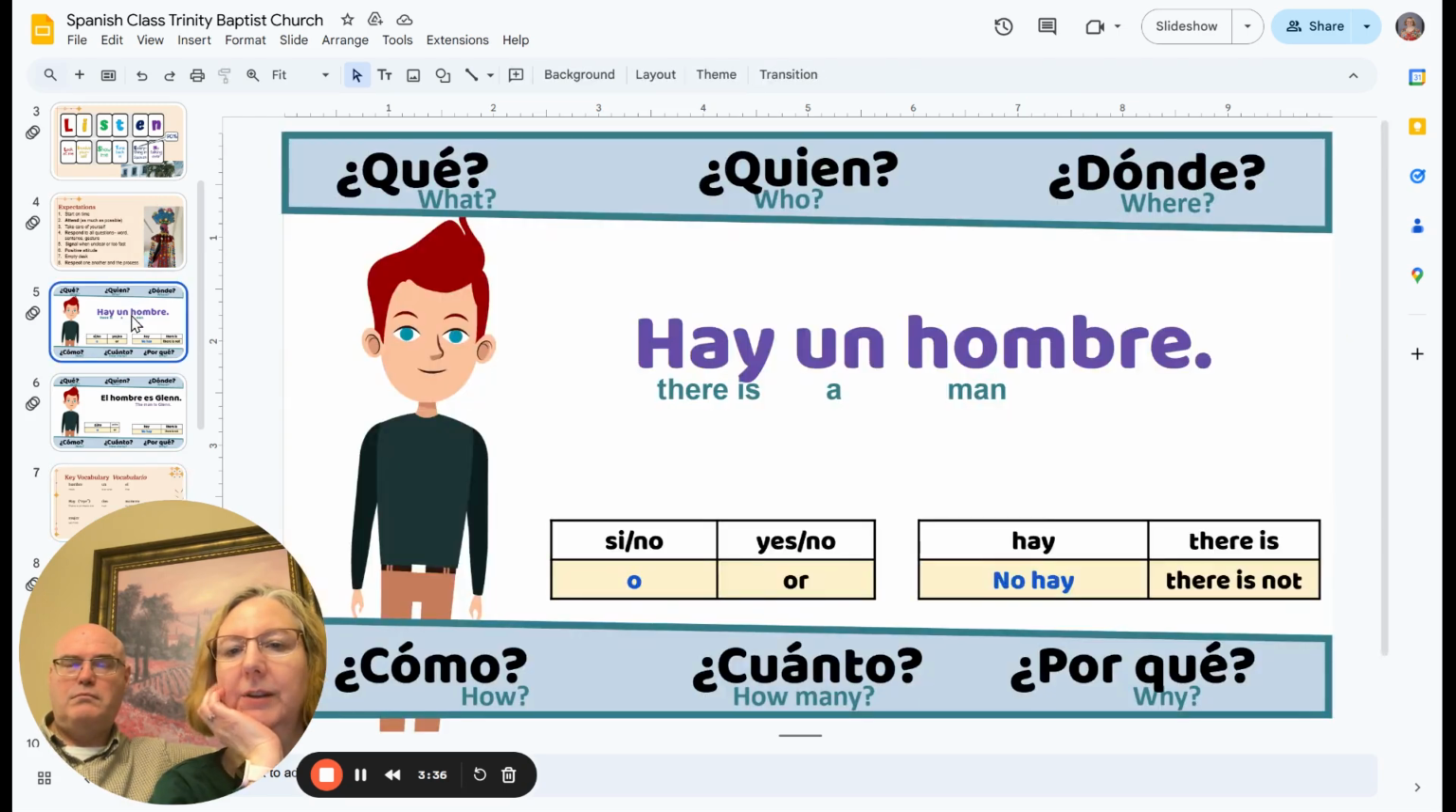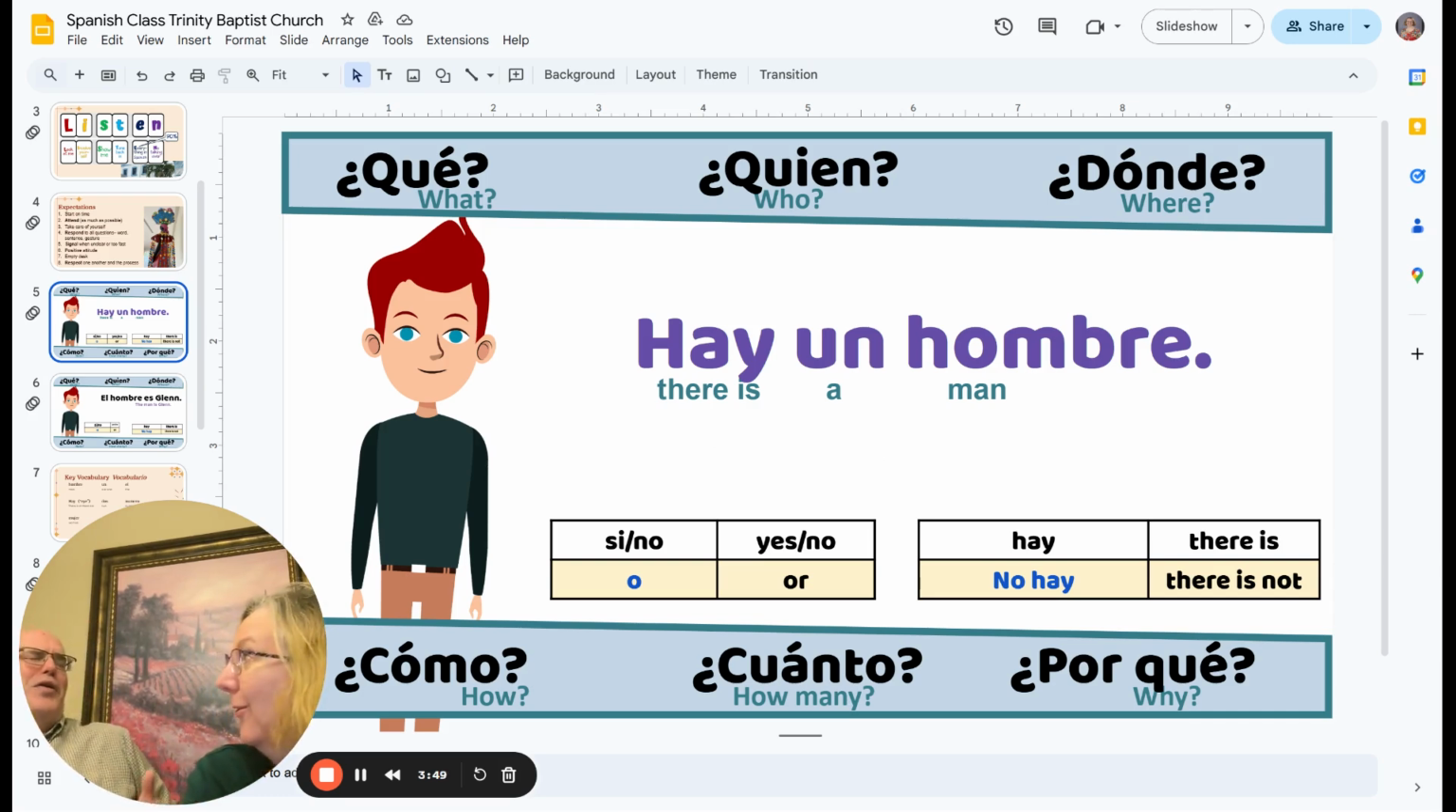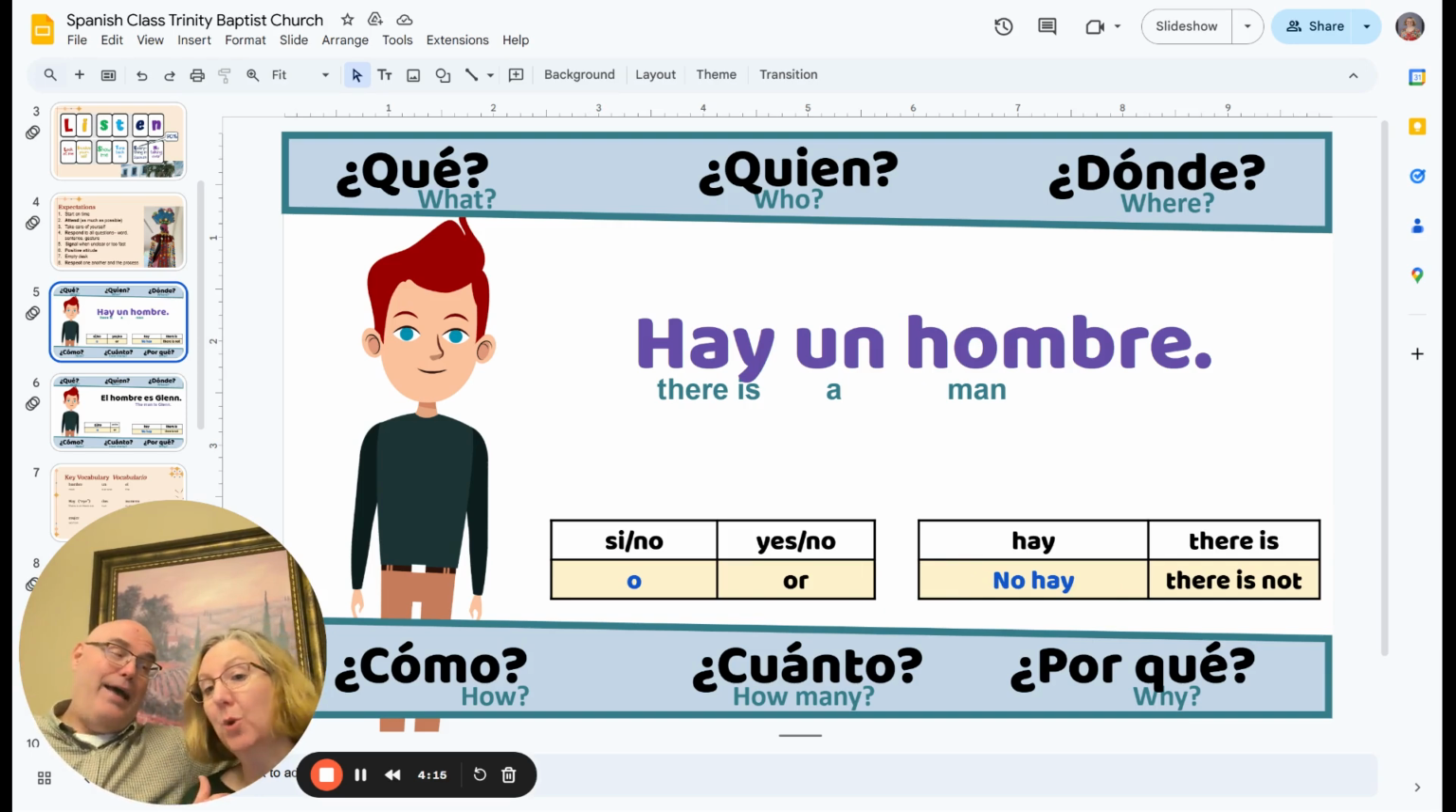Today we did a couple of sentences. Here's the first one. Hay un hombre. There's a man. Paul, hay un hombre? Sí, hay un hombre. ¿Hay una mujer? ¿Sí o no? No. No hay una mujer. Hay un hombre. All right.